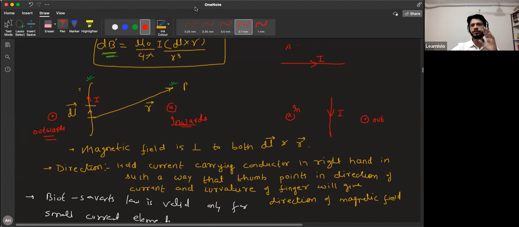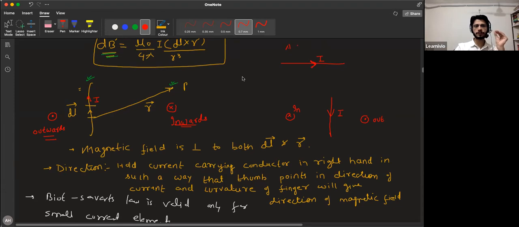Everyone, just write the directions in the chat room. You will have just two options, either outwards or inwards, and send it to the co-host. This is the current carrying conductor, and I'm asking about the direction of the magnetic field here.